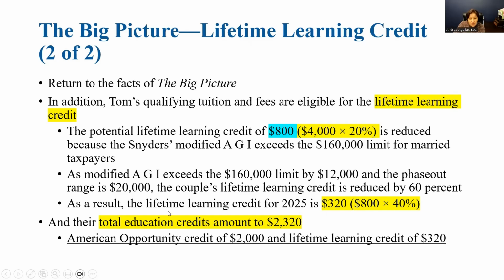As a result, the lifetime learning credit is $320. Okay? And their total education credits amount to $2,320: American Opportunity Credit of $2,000 and Lifetime Learning Credit of $320.